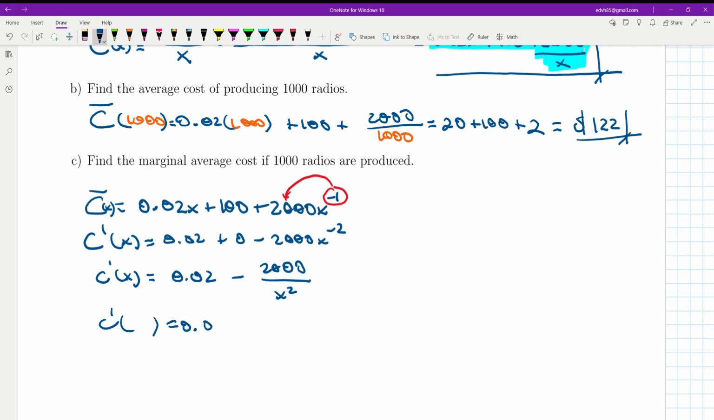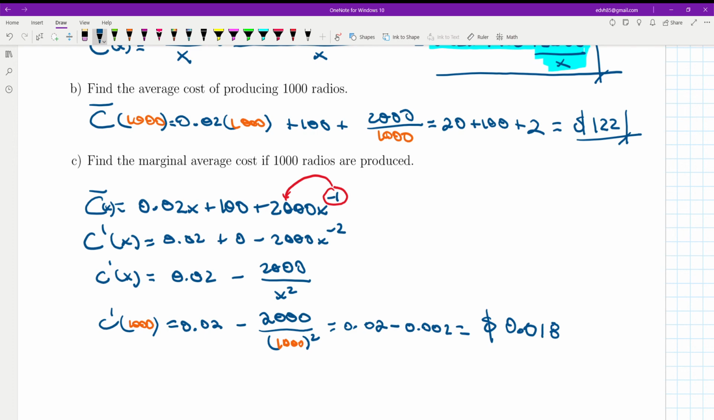Now let's plug in x equals 1000. Simplifying this to lowest terms, we are going to have 0.02 minus 2000 over 1000 squared, which will be a big number in the denominator, and which reduces to 0.002. And this will be 0.018 dollars.